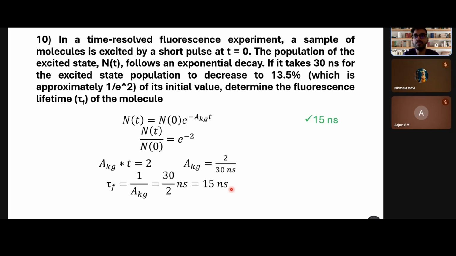So this is how you will be solving numerical answer type questions, where people will ask you to type the answer in nanoseconds, and you might have to type 15 as the answer. So I hope it is clear how we got 15 as the answer.